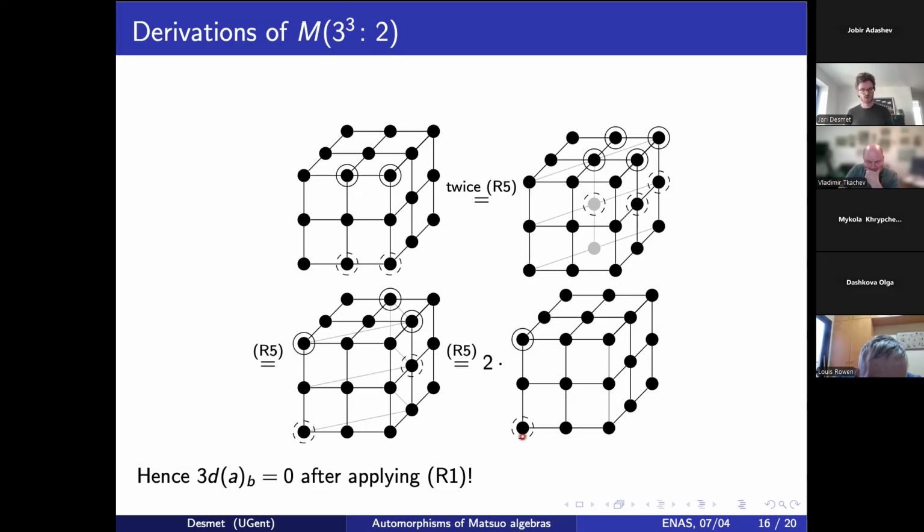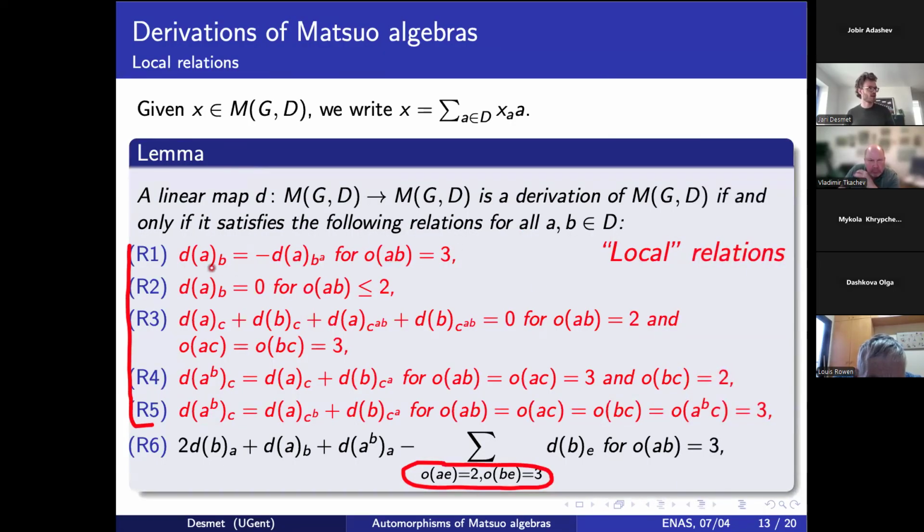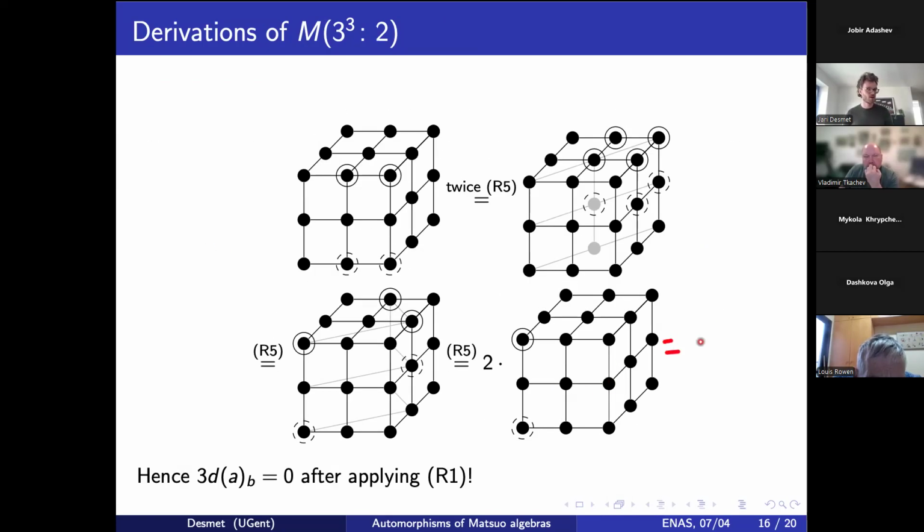But the first relation we saw over here is that the coefficient of A at B is equal to minus the coefficient of A at BA. If we then look at this, it is just equal to minus 2, the coefficient at this first node, and then the coefficient of DAB at this second node instead of the third node, because this is BA, this was B, and this was A, right? And then it turns out that 3DAB is 0 after applying R1. This is a picture that makes it easier to see through the equations, because otherwise it's just a mess.